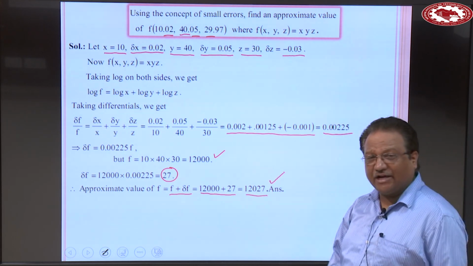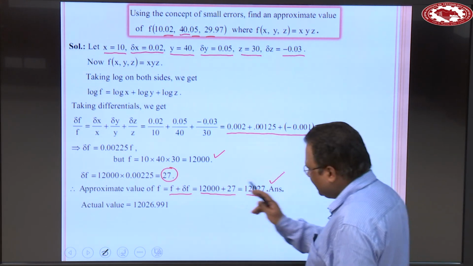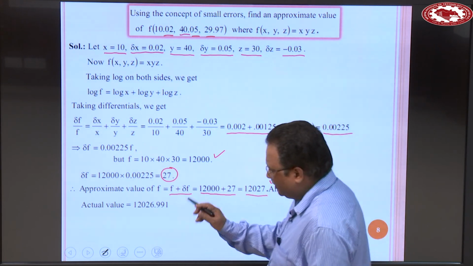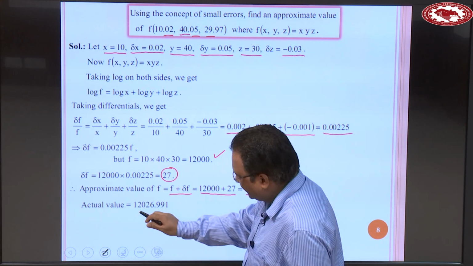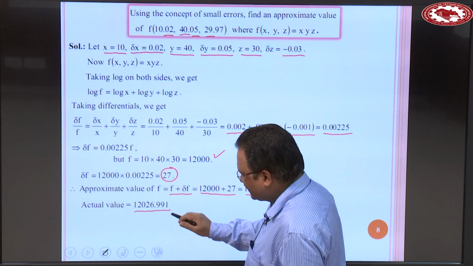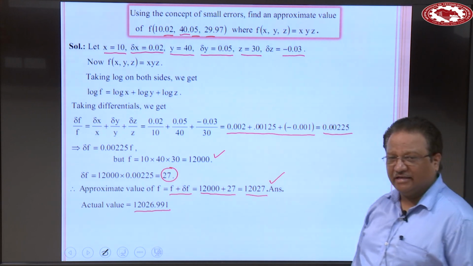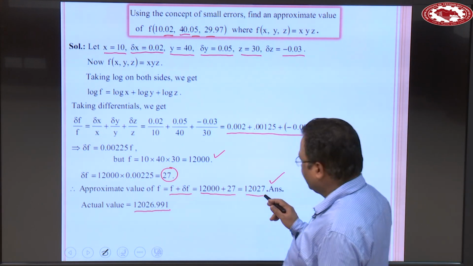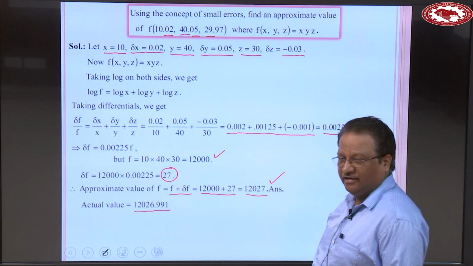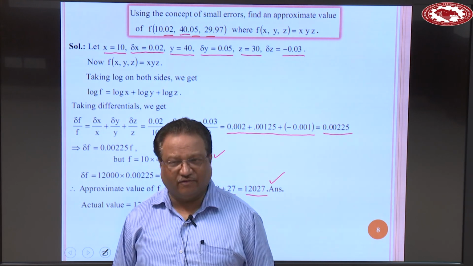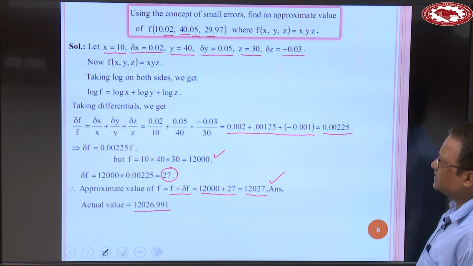If you calculate the actual value of this function, it is very near to this approximate value. When you multiply x, y, z, you will get 12,026.991. But with the help of the concept of small errors, we obtain 12,027. In this way, you can evaluate the approximate value of the function using the concept of small errors. So this question is also important.